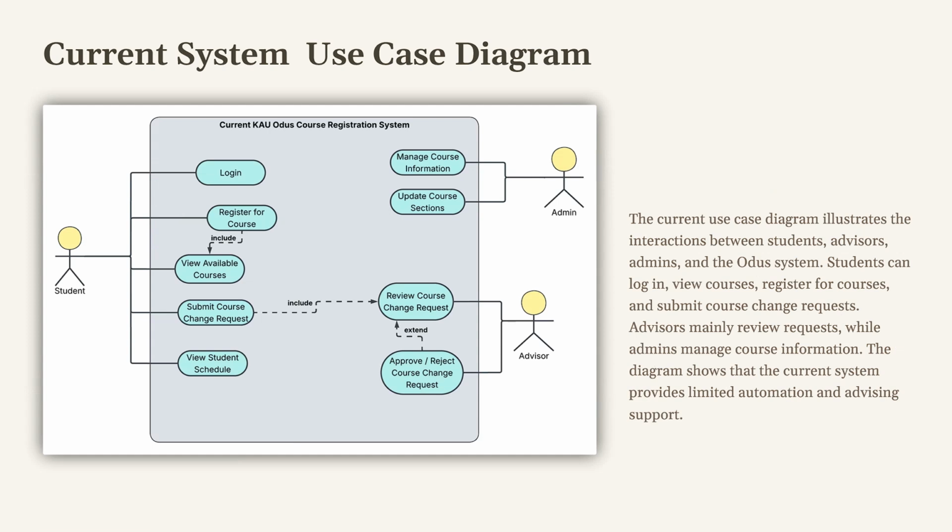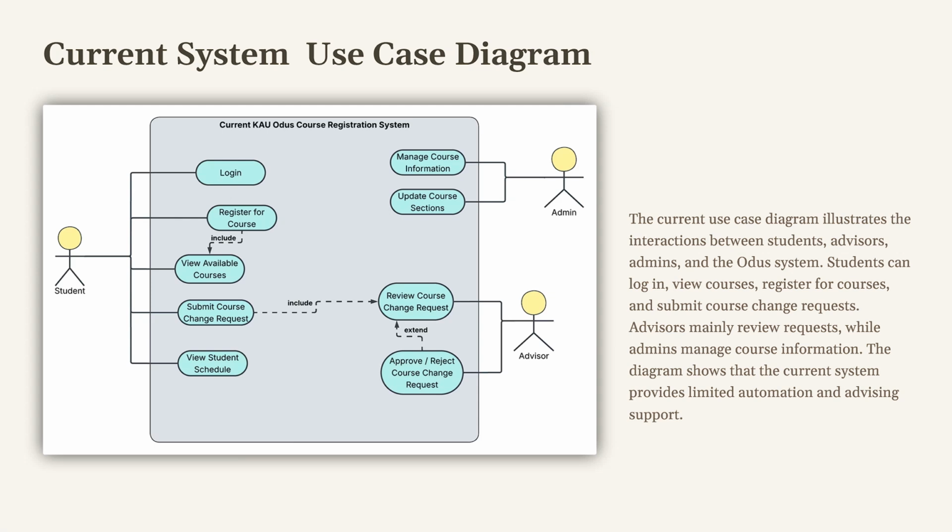This slide shows the current system use case diagram for the KAU audit system. The diagram illustrates the interactions between the main actors and the system. The first actor is a student. Students can log into the system, view available courses, register for courses, view their schedules, and submit course change requests. The second actor is advisor. Advisors mainly review course change requests and decide whether to approve or reject them.